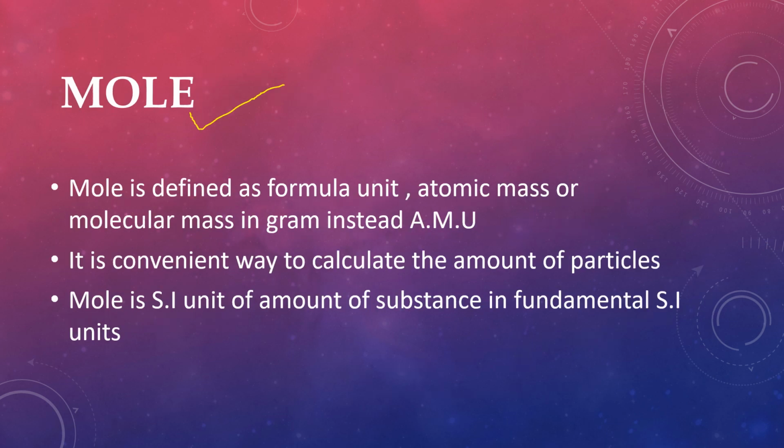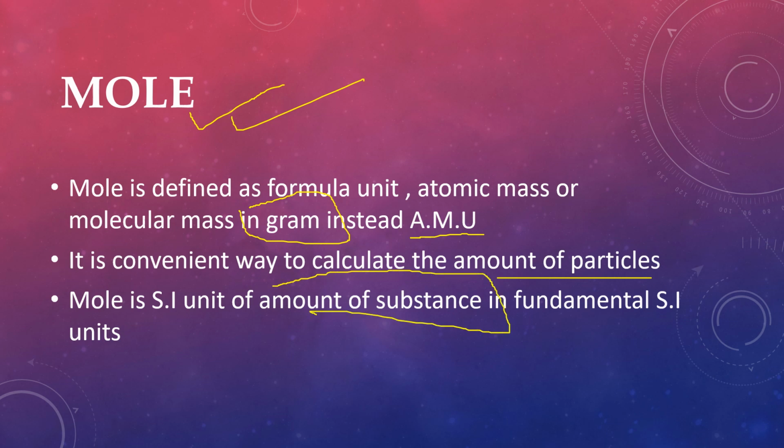What is a mole? According to stoichiometry, it is used to measure things, and of course, to measure things there must be a unit. That unit is the mole. A mole is defined as any formula unit, atomic mass or molecular mass measured in grams instead of AMU, which is the unit of the amount of substance. It is a convenient way to calculate the amount of particles in an object. The mole is the SI unit of amount of substance, one of the 7 fundamental SI units.